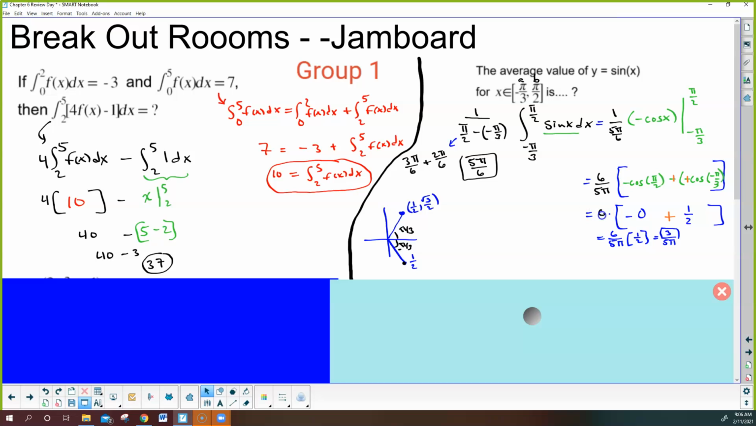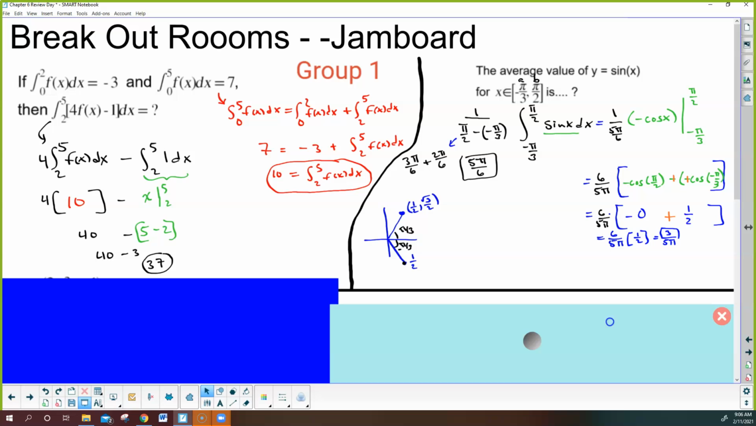And then I just have to multiply by 6 over 5 pi, and for some reason, yeah, right there, my final answer should be 3 over 5 pi.